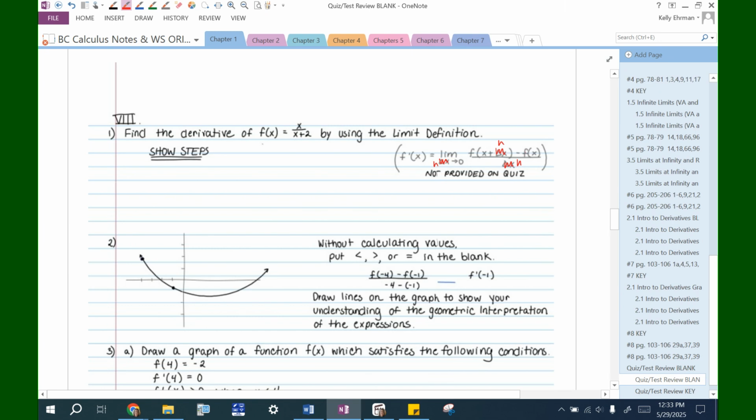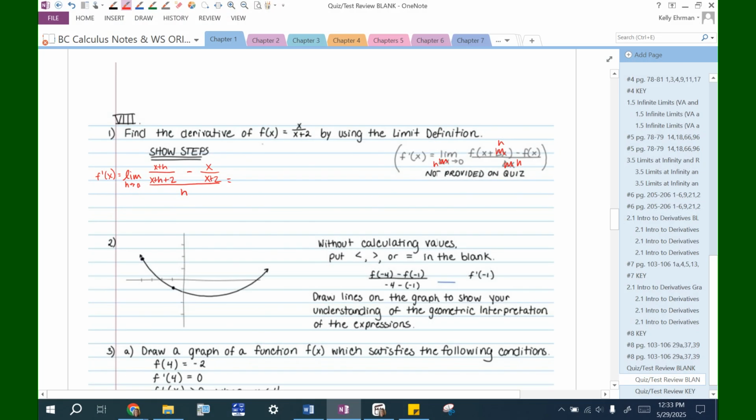But make sure that you memorize the difference quotient and that you're taking the limit as h approaches 0. So f prime x equals the limit as h approaches 0 of, so I'm plugging x plus h into this, it's x plus h over x plus h plus 2 minus f of x all over h. Write the entire difference quotient. Don't drop your limit notation until the very end.